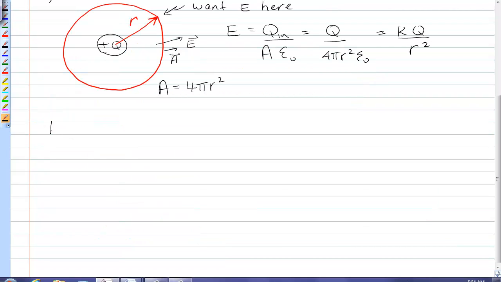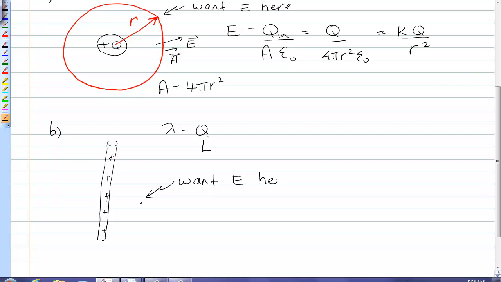Now for case B, we'll consider an infinitely long line of charge. It'll be positively charged, and I'll define its linear charge density as lambda, which is charge per length. So let's say we want the electric field here. That is where I'm going to put my Gaussian surface's edge. And for any kind of cylindrical symmetry like this, we're going to use a cylindrical Gaussian surface. So the Gaussian surface is finite, even though the line of charge is infinite. So I'll put my cylindrical Gaussian surface like that.